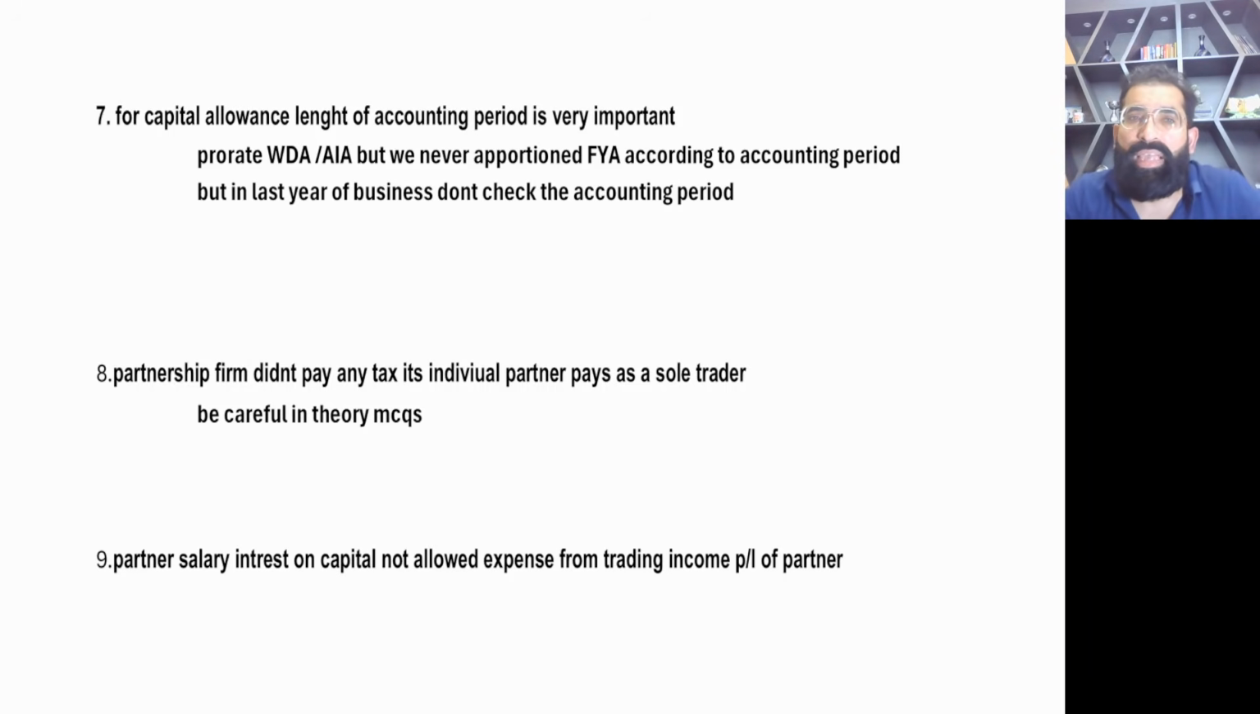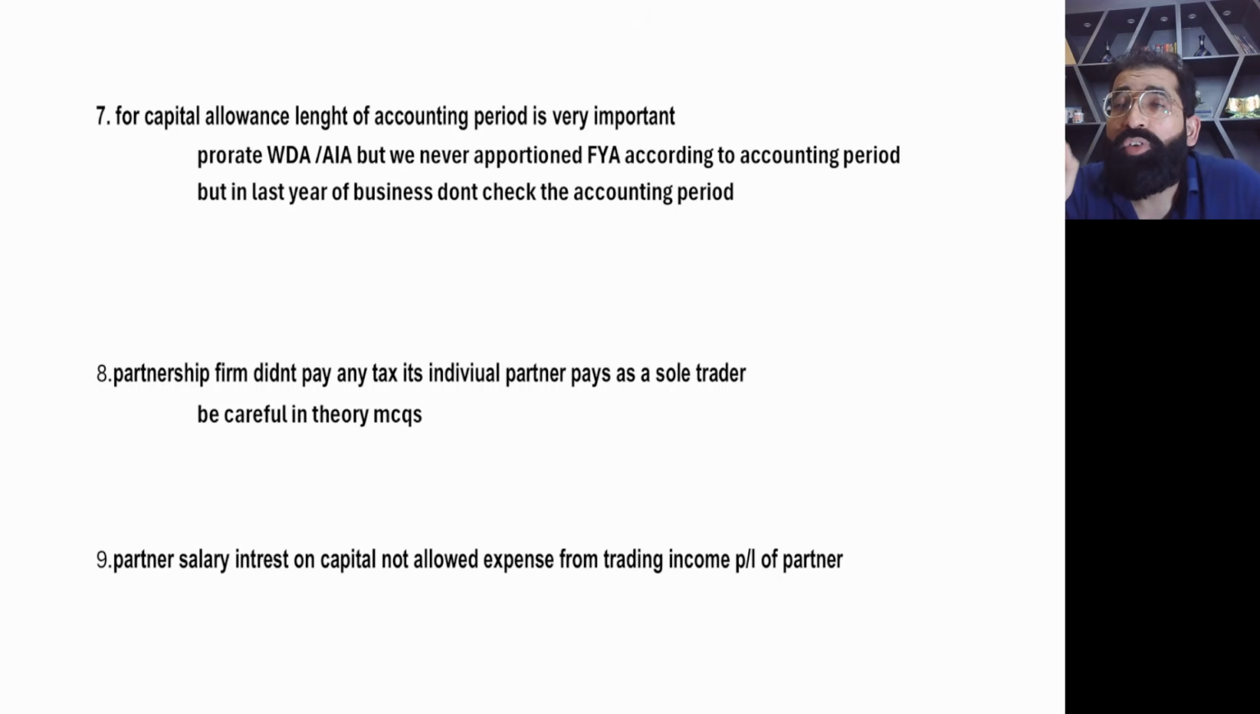Then we have capital allowances, meaning tax allowable depreciation. Whenever you are doing a capital allowance chapter, always check the length of the accounting period. If the length of the accounting period is exactly 12 months, then you don't need to apportion any WDAs or AIAs. But if the length is less than or more than 12 months, then you need to apportion WDAs and AIAs. But one very important thing, there was 100% FYA, remember, for zero emission cars. For that, you don't need to apportion it according to the accounting period.